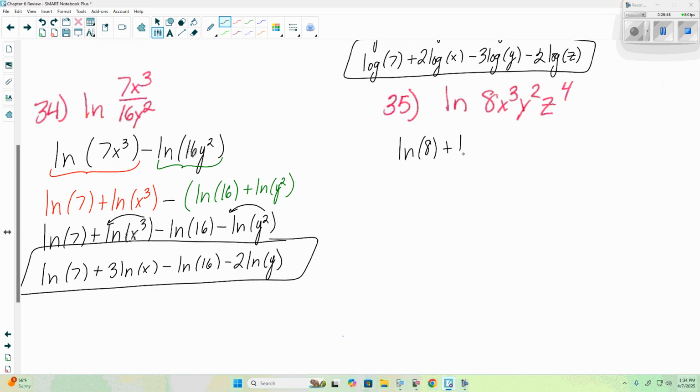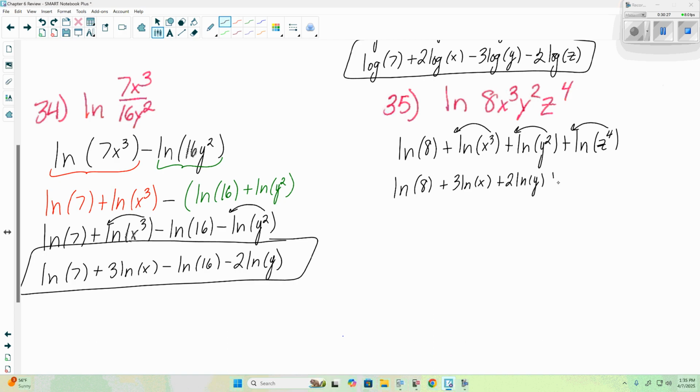And we can rewrite this as the sum of the natural log of 8 plus the natural log of x to the third plus the natural log of y squared plus the natural log of z to the fourth. Power says we move the exponents to the front. Natural log of 8 plus 3 times the natural log of x plus 2 times the natural log of y plus 4 times the natural log of z.